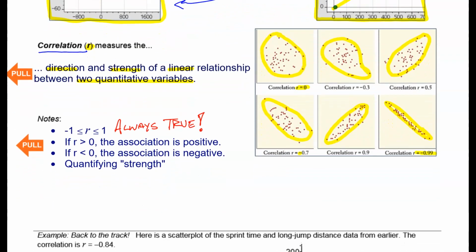As I was mentioning here, correlation is always between negative 1 and positive 1. If correlation R is greater than 0, then we have a positive association. If it's less than 0, we have a negative association. And now let's talk about quantifying strength. So correlation quantifies the strength of a linear relationship for us.